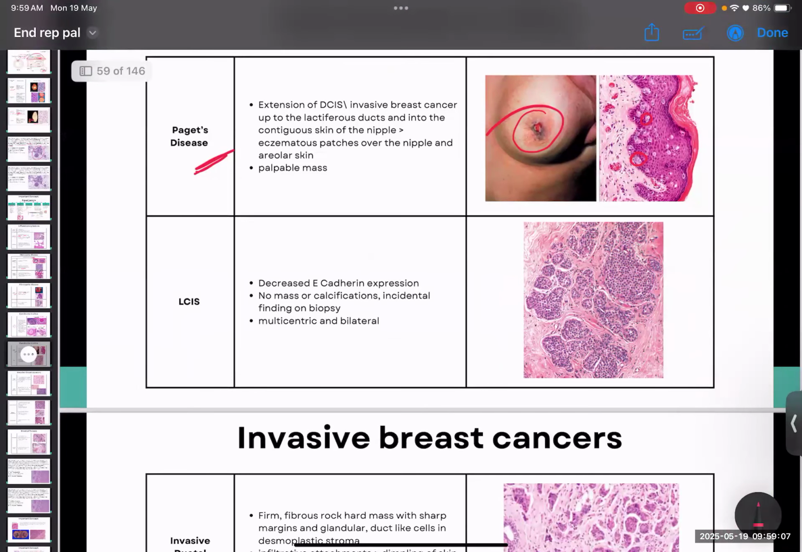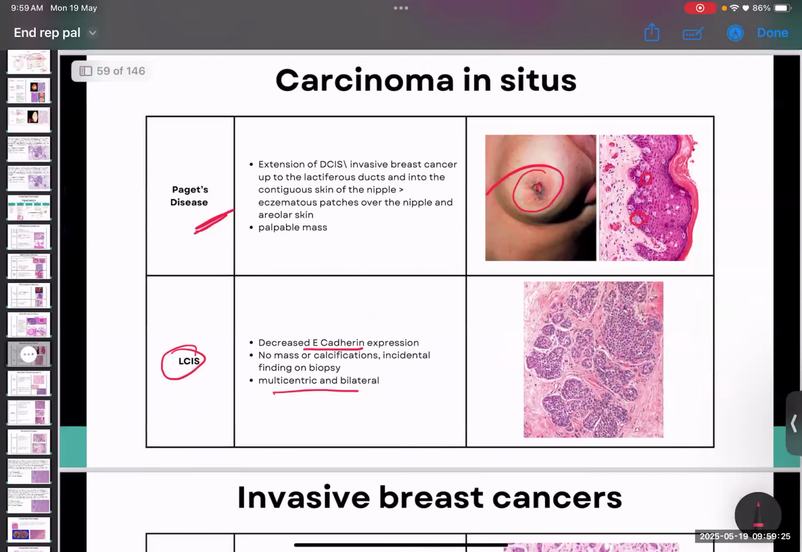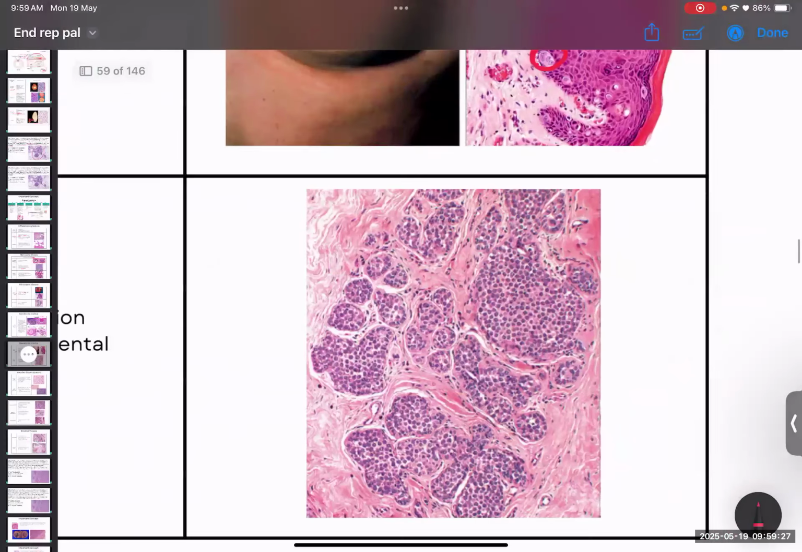LCIS, on the other hand, usually what happens is you have decreased E-cadherin expression. Again, you will not find any sort of calcifications or any masses. So this is usually an incidental finding on biopsy. And with LCIS, this is usually multicentric or bilateral. DCIS could mostly be unilateral, okay? So this is how LCIS looks like. It's lobular carcinoma in situ, so you have hyperplasia of the cells within the lobules and not the ducts.